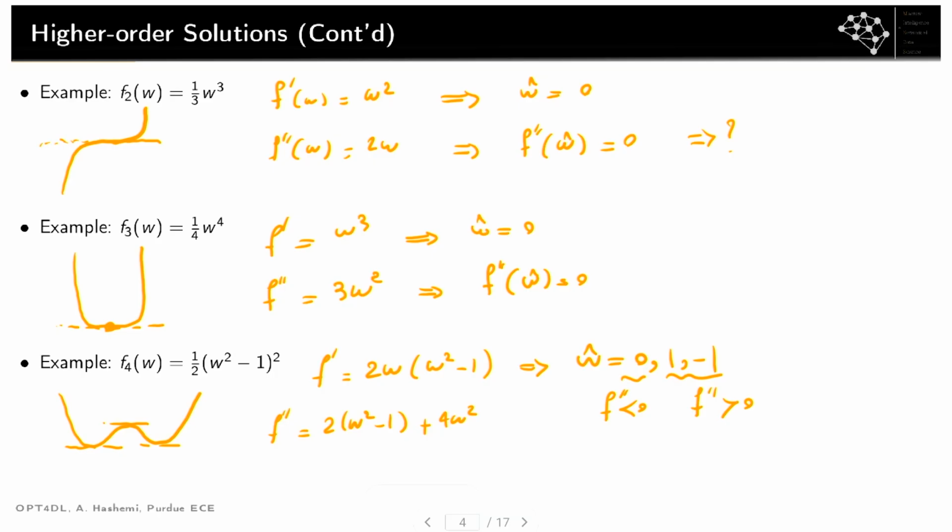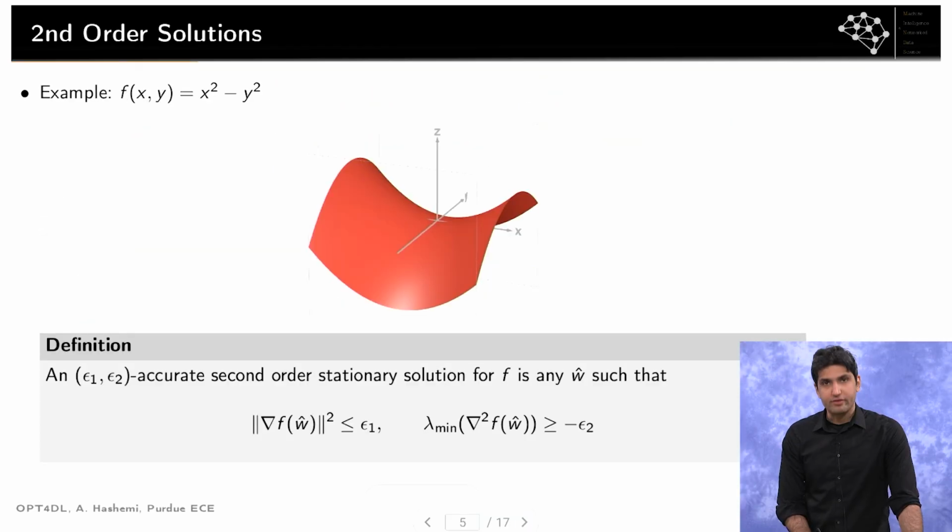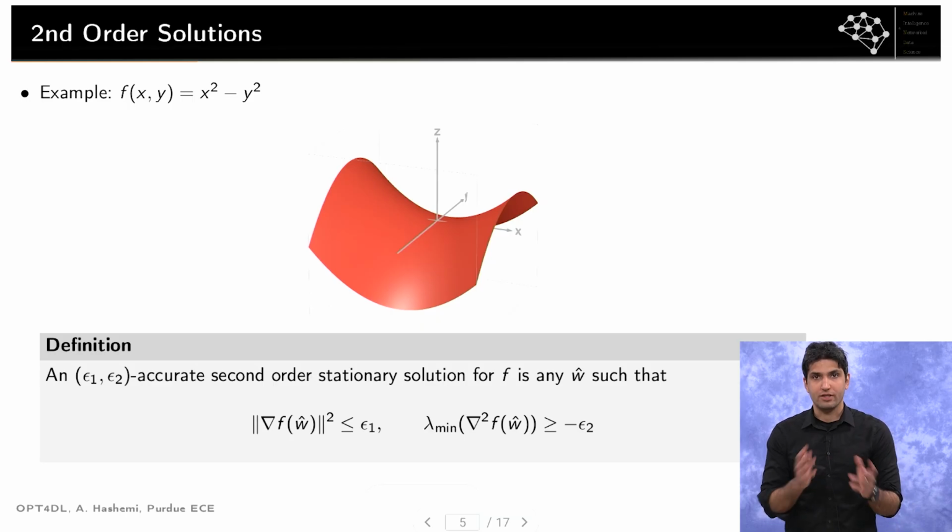All right. So all of these examples were in one dimension. Basically what we were trying to do was to identify the first order solutions and see whether by looking at the second order derivative, we can determine which solution is good and which solution is bad. In some cases we could make that determination, and in some cases we could not. Now let's also see an example in 2 dimensions.